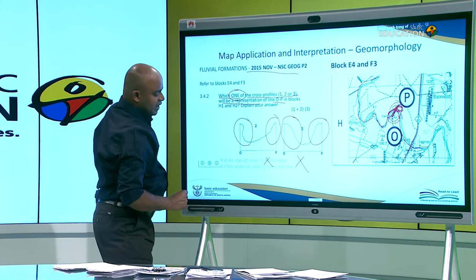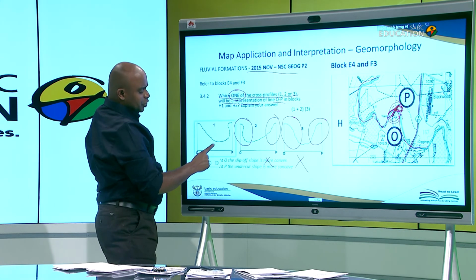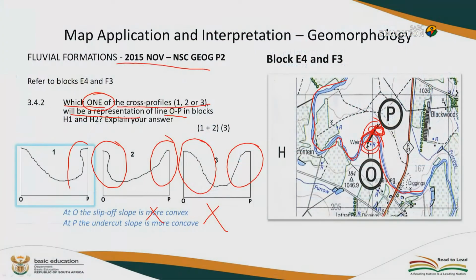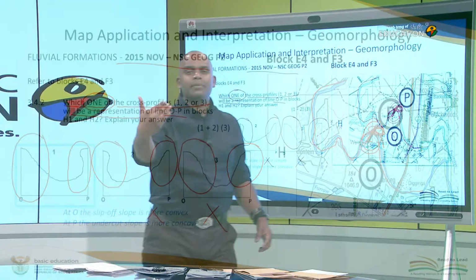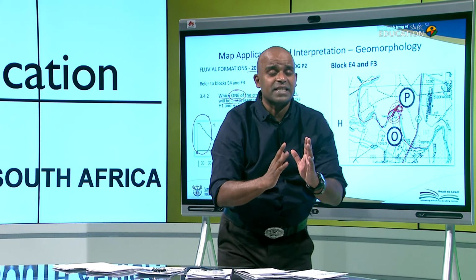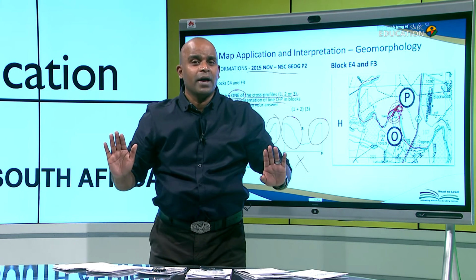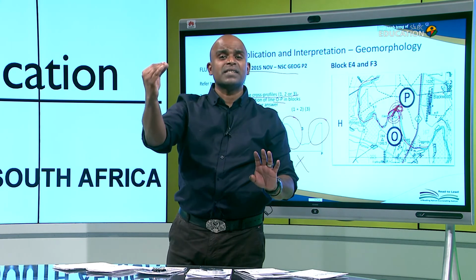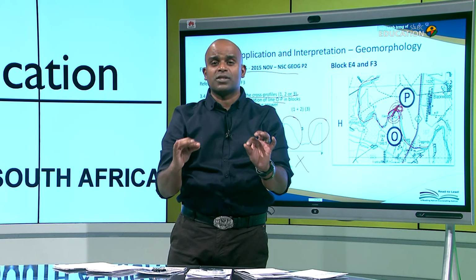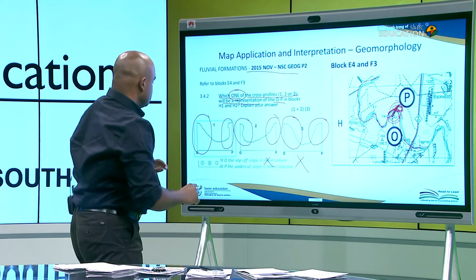In this particular example, we should note the following. There's your undercut at point P and your slip-off at point O. And you must be able to use the theory that you've established from meandering rivers and apply it to a map. So understanding where the slip-off is and where the undercut slope is very important.